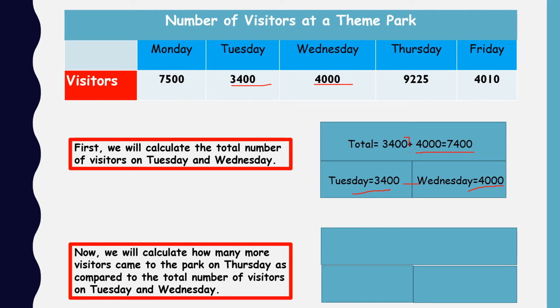Now we will calculate how many more visitors came to the park on Thursday as compared to this total amount. We know that the number of visitors on Thursday was 9,225, and the combined number of visitors on Tuesday and Wednesday was 7,400, which we just calculated. So what do we do when we need to find out this missing value? That's right, we are going to subtract 7,400 from 9,225. This will give us 1,825.